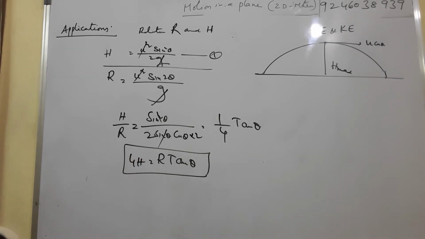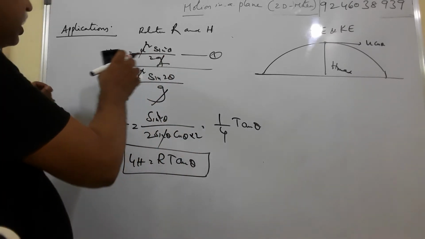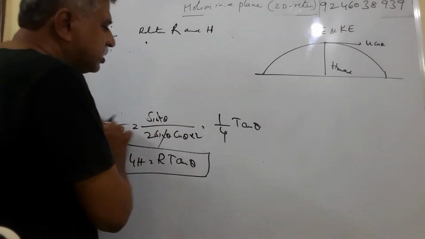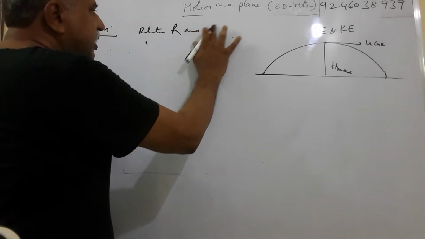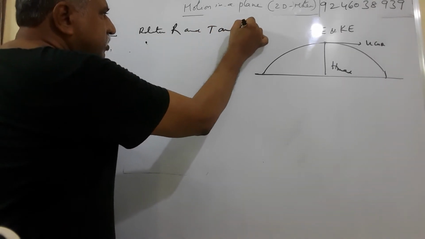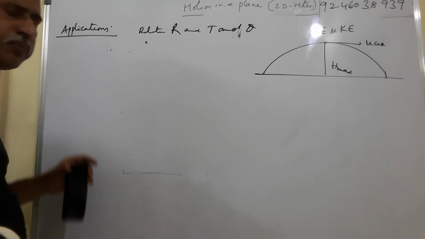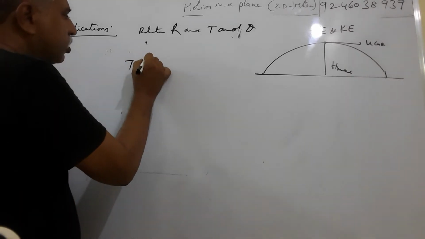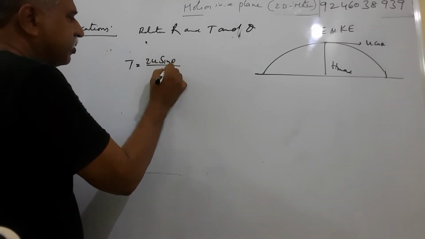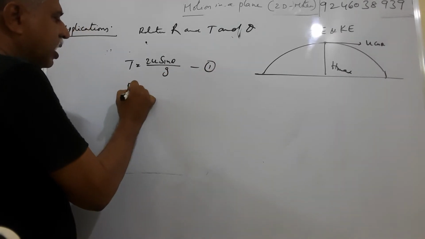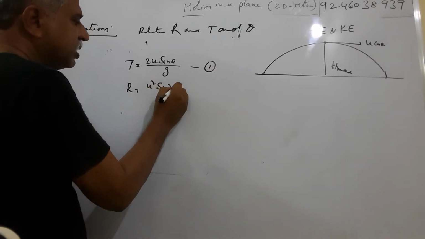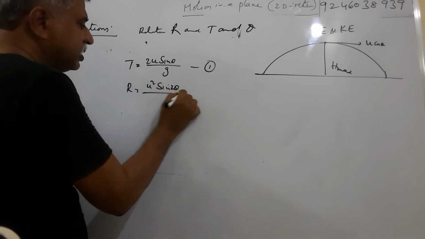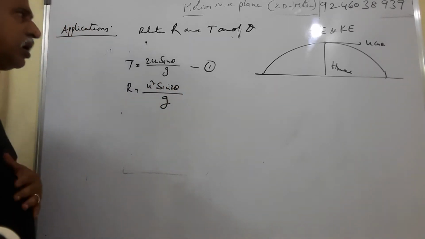Next, the relation between time of flight, range and angle of projection. Time of flight T, range R, and theta. We want to find the relation between these three. Here T is equal to 2u sin theta by g. It is equation 1. And range is u square sin 2 theta by g. This is R.